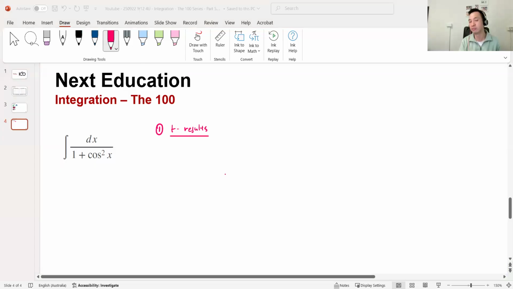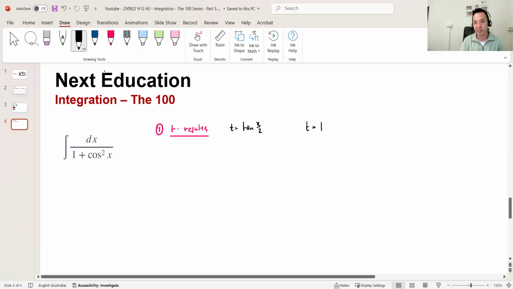which one should I do first? Let me do t results first. Yeah, so with t results, you have choices. Let me see if this one works. You can either let t equal tan x on 2, or the other way is t equals tan x.